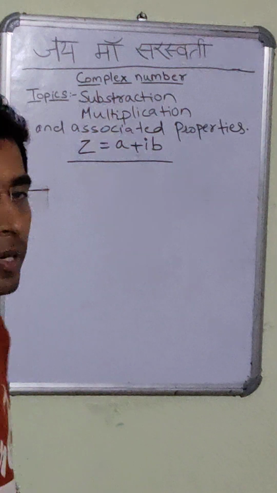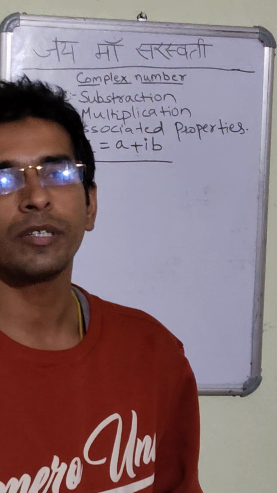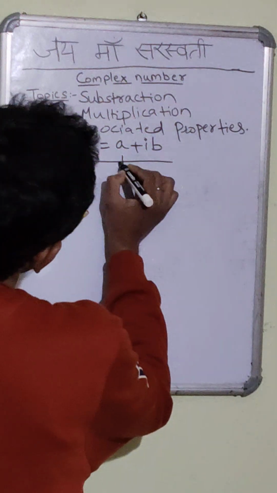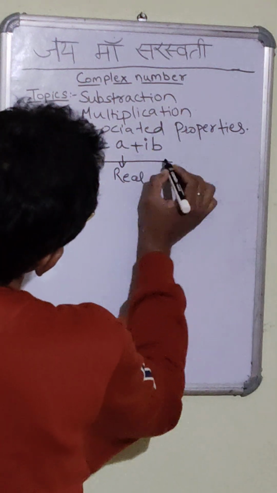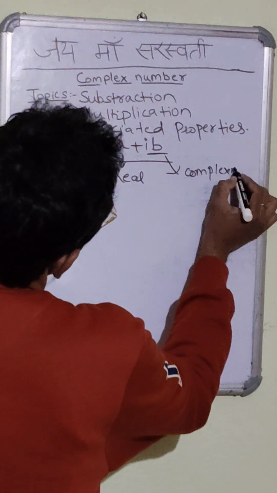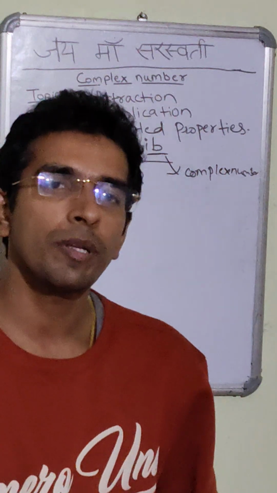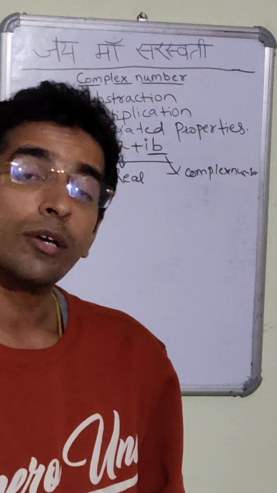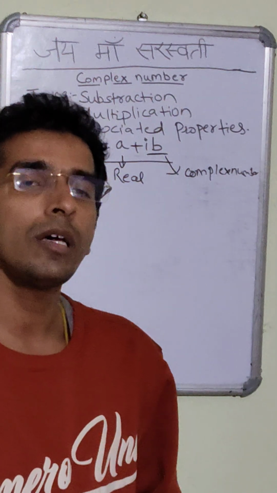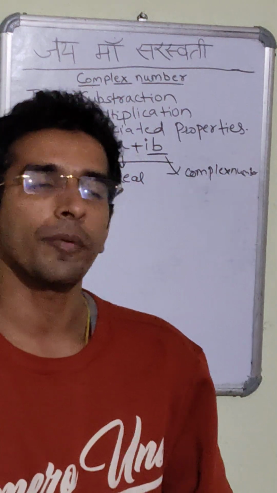z is equal to a plus ib, where a represents the real part of the complex number and ib represents the imaginary part of that complex number. So this is the basic form of the complex number. z represents any complex number, and we represent any complex number in the form a plus ib, where a is the real part and ib is the imaginary part.